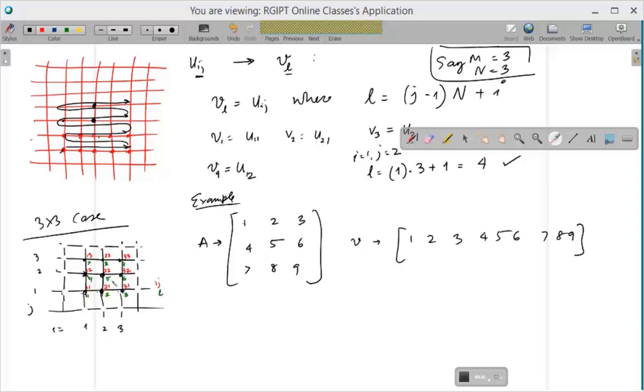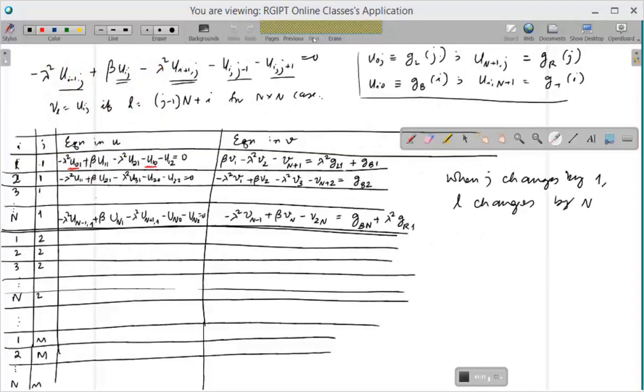If this way it's 3 and that way is 3, then if you go one point right above yourself, you are advancing by n points if you have traveled linearly this way. If it was 4 by 4 and you go one step above, you are changing L by 4. That should be clear from the geometry of the grid. In this manner you can construct these equations.